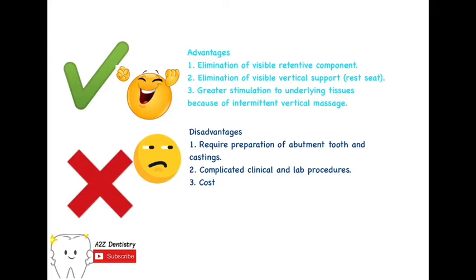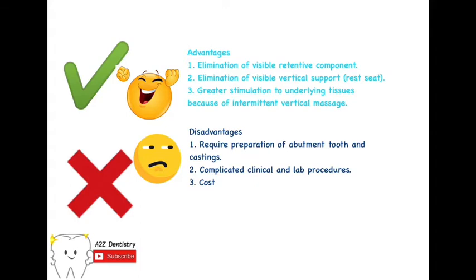See, these are lying within the contours of the tooth, so they won't be as visible as compared to our extracoronal type. This will be located outside the contour of the tooth, therefore they will be more visible in the oral cavity and hence less aesthetic. The second one is elimination of visible vertical support, so the rest seat won't be visible in such type of retainers. Now the third advantage is it provides greater stimulation to the underlying tissues because of the intermittent vertical massage effect.